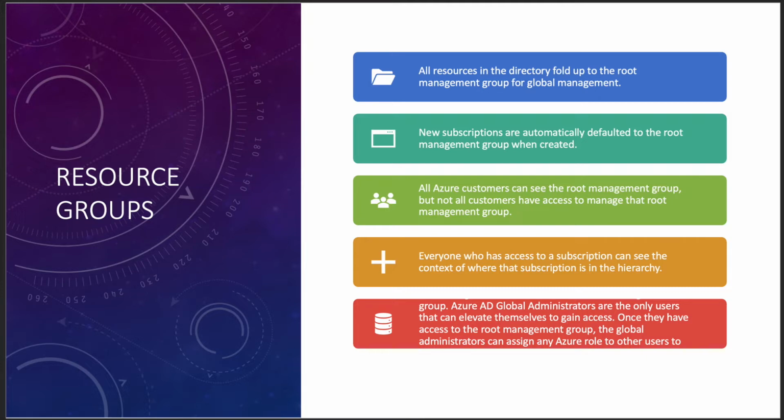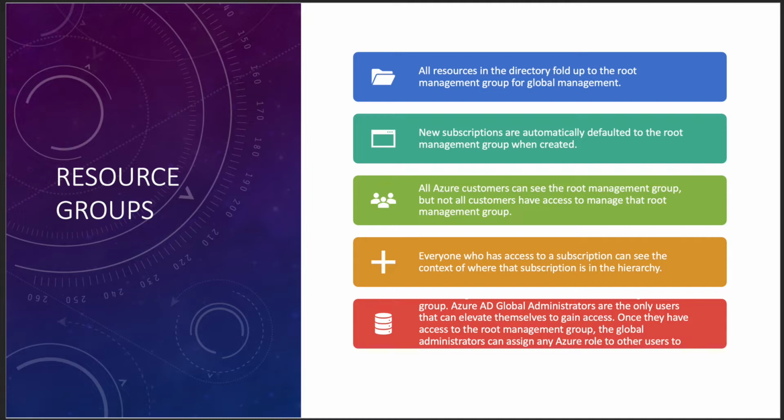Everyone who has access to a subscription can see the context of where that subscription is in the hierarchy. So if you have an Office 365 subscription and it's 3 levels down, everyone with an Office 365 subscription is going to see that, but they're also going to be pushed by that policy, the OneDrive and the email and all the rest of it that comes with that inside that hierarchy. So they'll be able to see whatever's in OneDrive. And that's a really important thing to note.